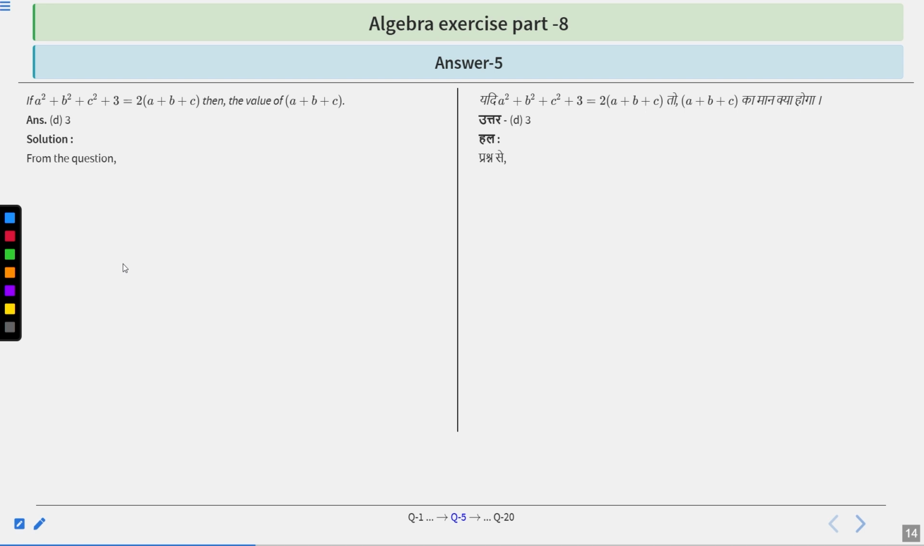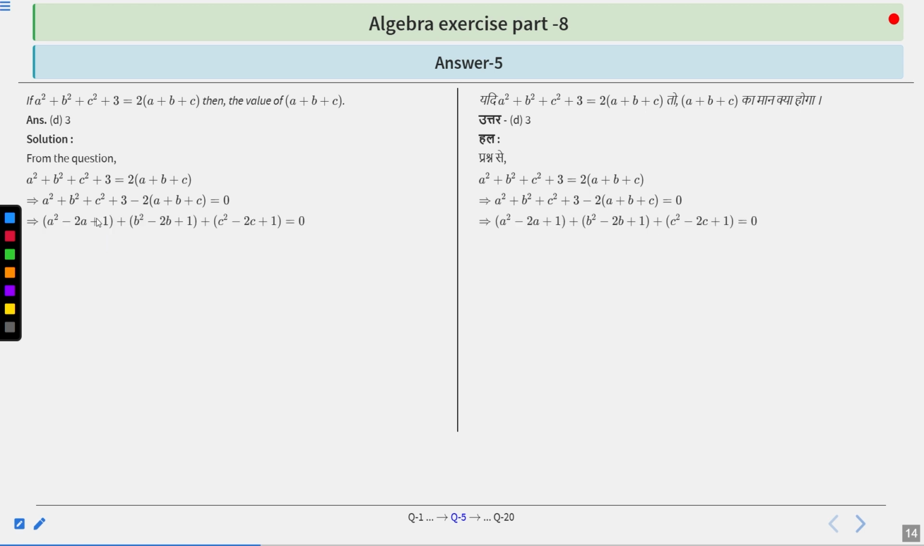Now, from the question, A square plus B square plus C square plus 3 is equal to twice of A plus B plus C. That was given. Therefore, A square plus B square plus C square plus 3, taking the things written on the right hand side to the left hand side, that becomes minus twice of A plus B plus C is equal to 0.